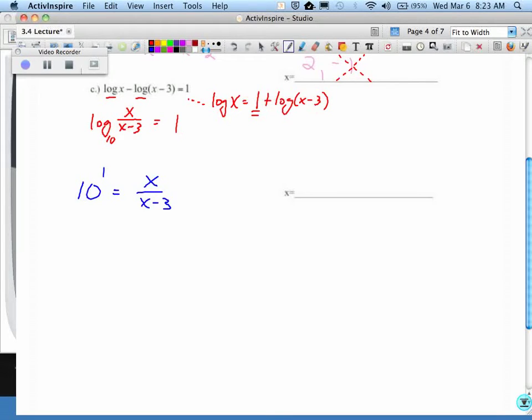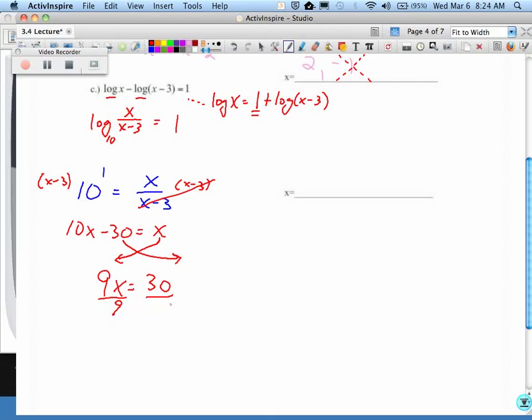So this is 10, and you could multiply both sides by x minus 3. So 10 times x is 10x. 10 times negative 3 is negative 30. Or you put the 10 over 1 and do your cross multiplying and you end up at the same spot. I need to subtract the x and send the 30 that way. So when you subtract the x, I get 9x. Add the 30 to the other side. Divide by 9. x equals 30 over 9, or 10 thirds.